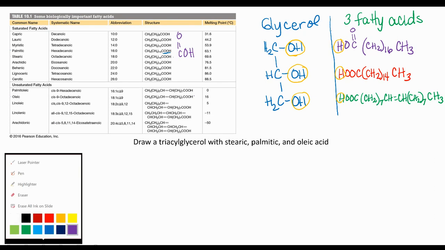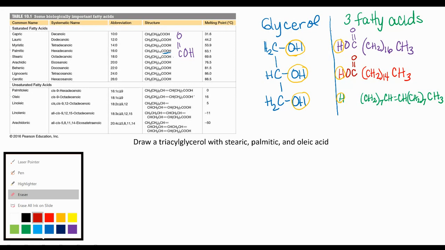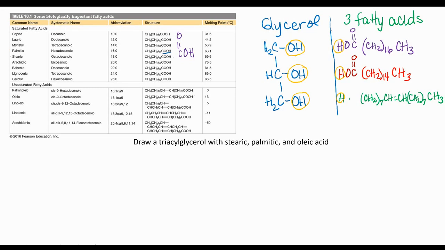So I'm going to rewrite the red one. Okay, and then I'll rewrite the green one. Okay, so now when we go to combine them and remove that water, we're going to pull it all together.